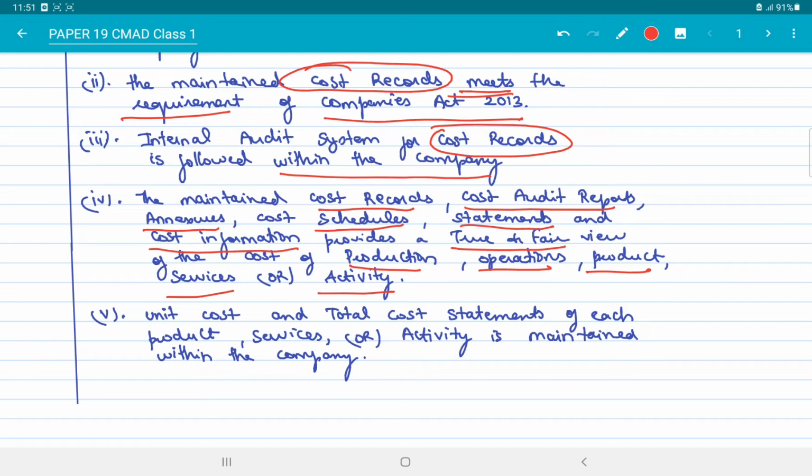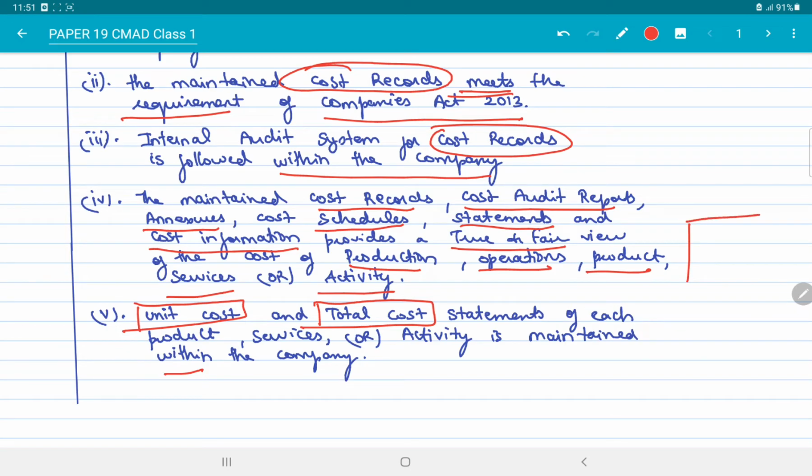It is a cost auditor's duty. And also the unit cost and the total cost, both statements of each product, services, or activity is maintained within the company. Unit cost and total cost both has to be maintained.